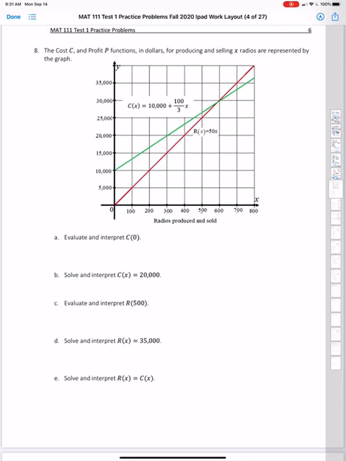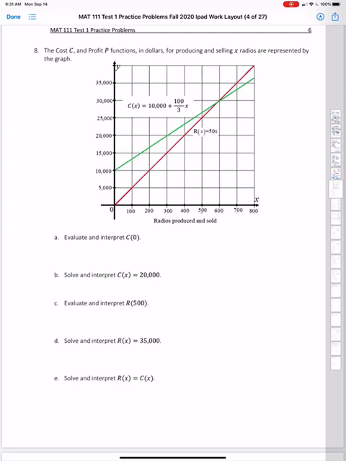All right, I want to take a look at our next problem, problem 8 here on our review of functions. As we're looking at this next problem, it talks about the cost C and profit P functions in dollars for producing and selling X radios, represented by the following graph. In this graph, you'll see two linear functions, and they represent the revenue and cost functions for this company that produces radios.